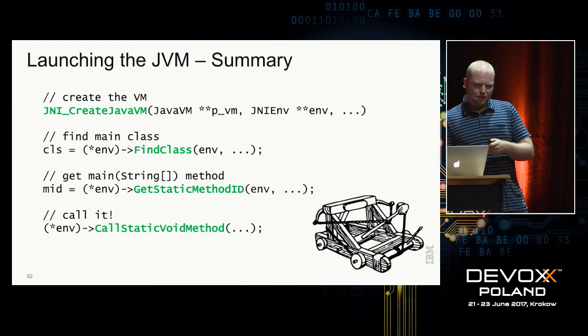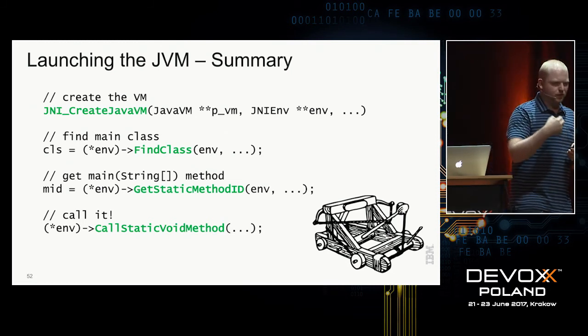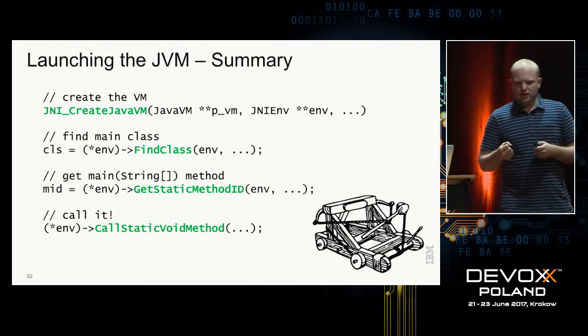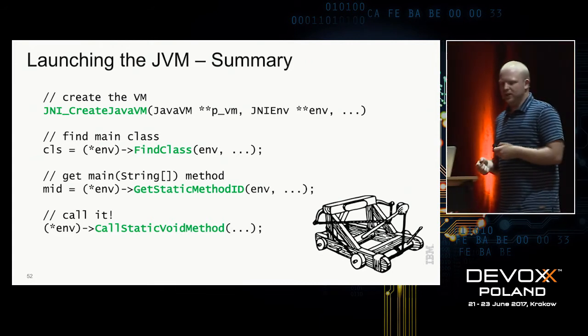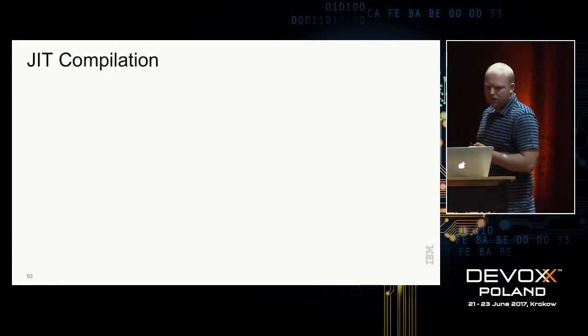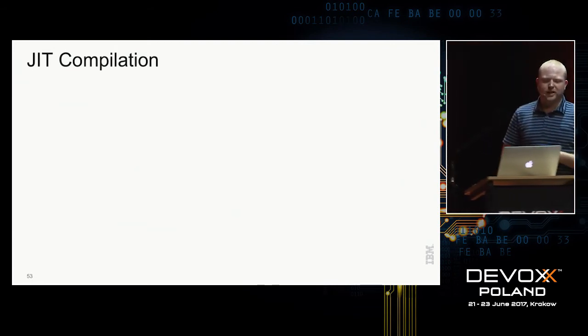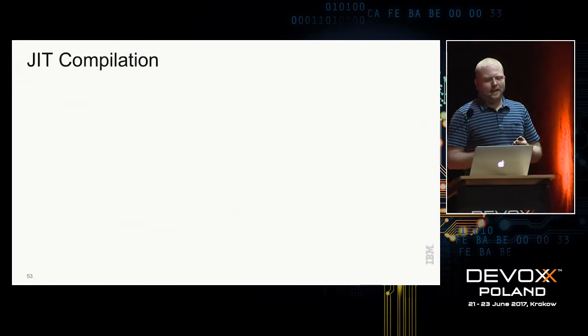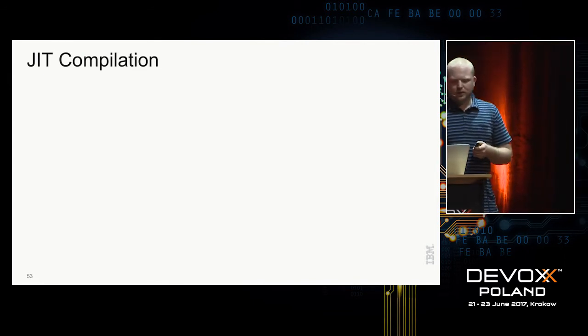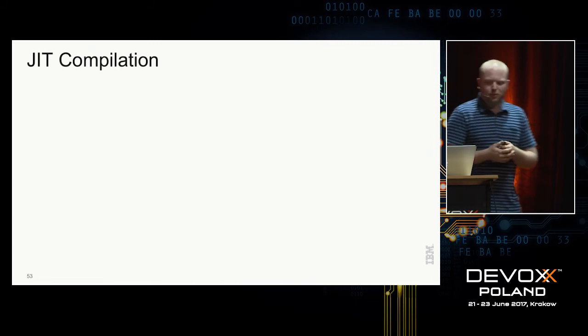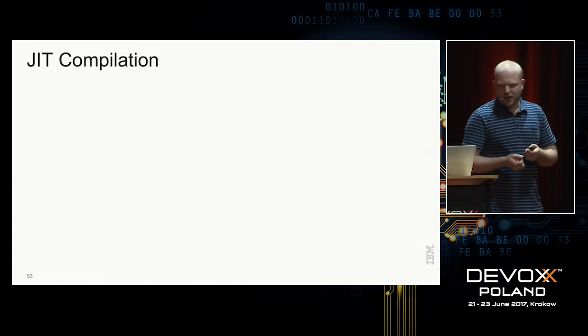But that's only half of it in terms of executing a method, because we don't run everything interpreted all the time. There's the JIT, right? I mentioned the JIT compiler a few times already, but the JIT is quite a bit more than just a compiler. So let's take a closer look at what is in the J9 JIT compiler.